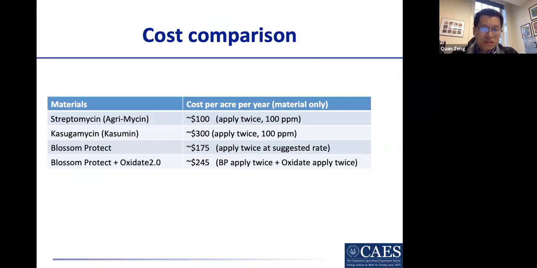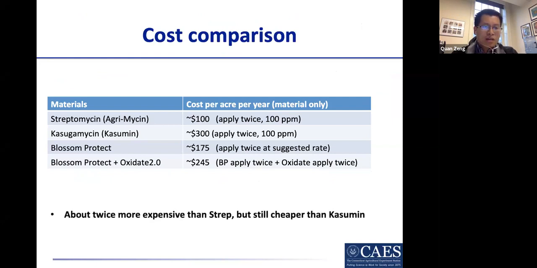So is this going to be a silver bullet of fire blight disease management? Well, there are a couple of limitations, obviously. Everything has limitations. First of all is the cost. Currently, the organic treatment materials cost about twice as much as strep.